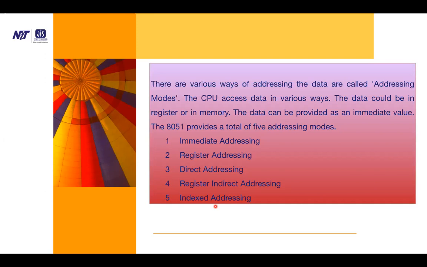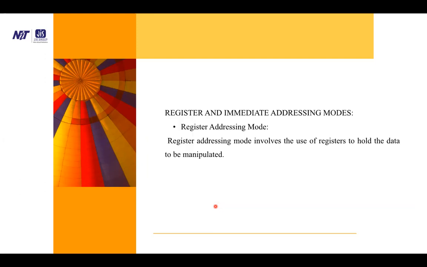There are various ways of addressing the data, called addressing modes. The CPU accesses data in various ways. The data could be in a register or in memory. The data can be provided as an immediate value. The 8051 provides a total of 5 addressing modes: immediate addressing, register addressing, direct addressing, register indirect addressing, and indexed addressing. Register and immediate addressing modes.